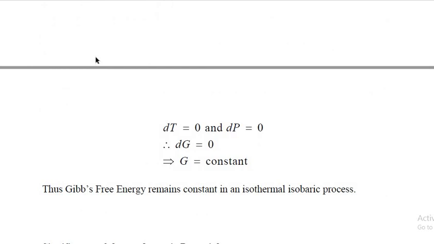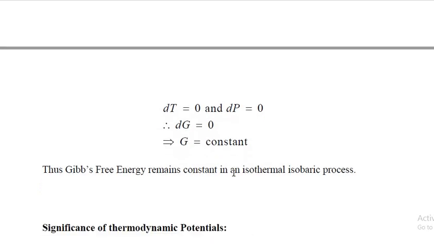Therefore equation 7 becomes dT equal to 0 and dP equal to 0. Therefore dG is equal to 0. This implies G is a constant. Thus Gibbs free energy remains constant in an isothermal isobaric process.